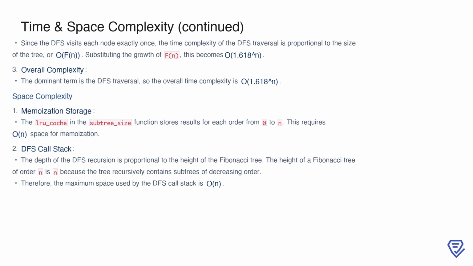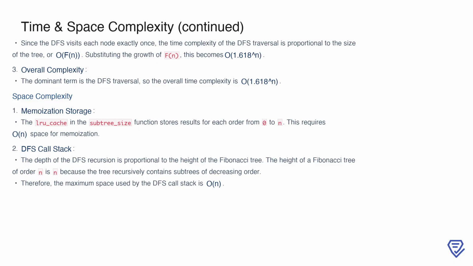Now, focusing on the DFS traversal, since it visits each node exactly once, the time complexity for this step is proportional to the size of the tree, which is denoted as f(n). Substituting the growth of f(n), this results in a time complexity of approximately O(1.618^n). Combining this with the subtree size calculation, the dominant term clearly comes from the DFS traversal. Therefore, the overall time complexity of our solution is O(1.618^n).